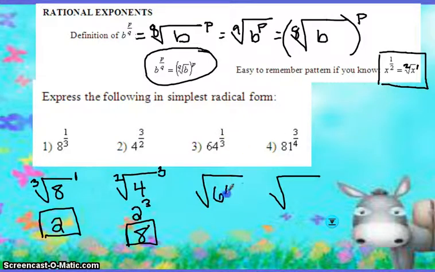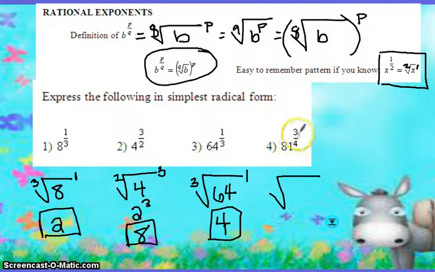For 64 to the 1/3, we're going to fill in the 64. This is going to be the cube root of 64 to the first. The cube root of 64, you can check it in your calculator, or you can tree it down, but the cube root of 64 is 4.